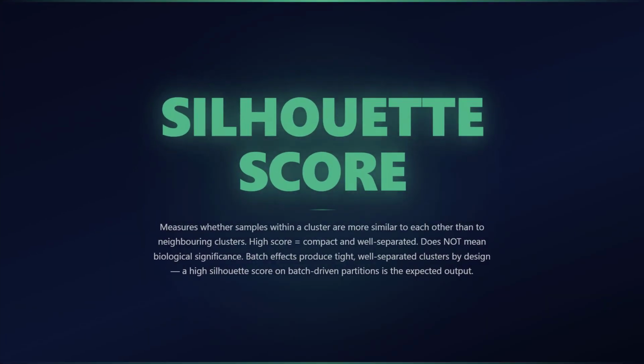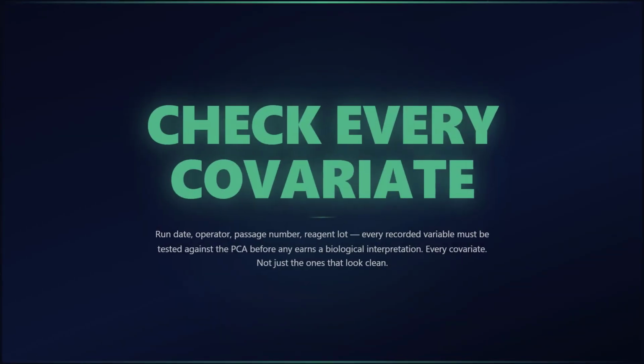A silhouette score measures whether samples within a cluster are more similar to each other than to samples in neighboring clusters. High silhouette means the clusters are compact and well separated. It does not mean the clusters are biologically meaningful. Batch effects produce tight, well-separated clusters by design. A high silhouette score on batch-driven partitions is the expected output of the method working correctly on the wrong signal. So a high silhouette score is consistent with a technically correct but scientifically meaningless result. The algorithm did exactly what it was asked. The problem is what it was asked.